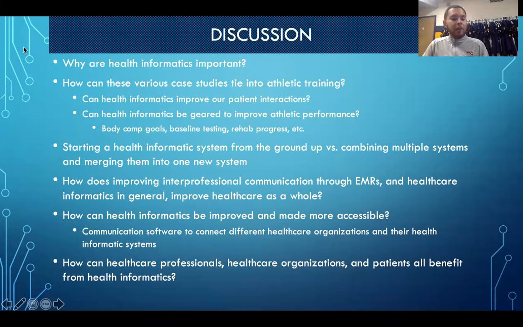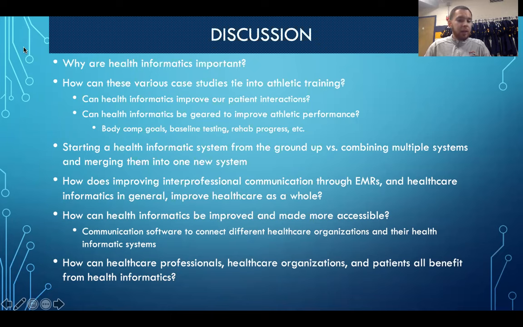So how can health informatics be improved and made more accessible? Communication software to connect different healthcare organizations is something that I think there is a lack of in today's world. Many different healthcare organizations have different software, and sometimes these don't communicate with each other nicely, and it's hard to share data. We need to find a way to make everything work more seamlessly, so that our patients have an easier experience going from one healthcare provider to the next, because everything will transfer over. That's just one thing to think about. It's still developing now, so I'm sure we'll see it in the future, and it could be very beneficial for everybody.